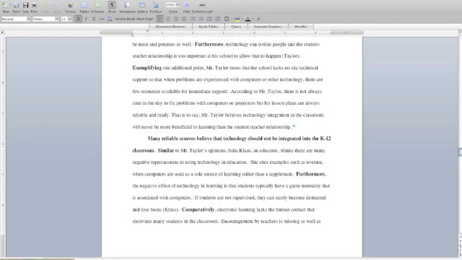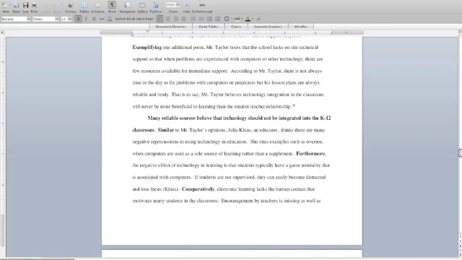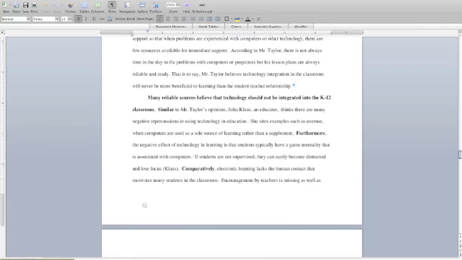It says many reliable sources. So that indicates to us already that this paragraph is not going to reveal a particular reason that technology should not be integrated, but it's going to refer to many different reliable sources. And notice we're always using the research to explain our ideas. So let's take a look. Many reliable sources believe that technology should not be integrated into the K-12 classroom. Let's look at this first one.